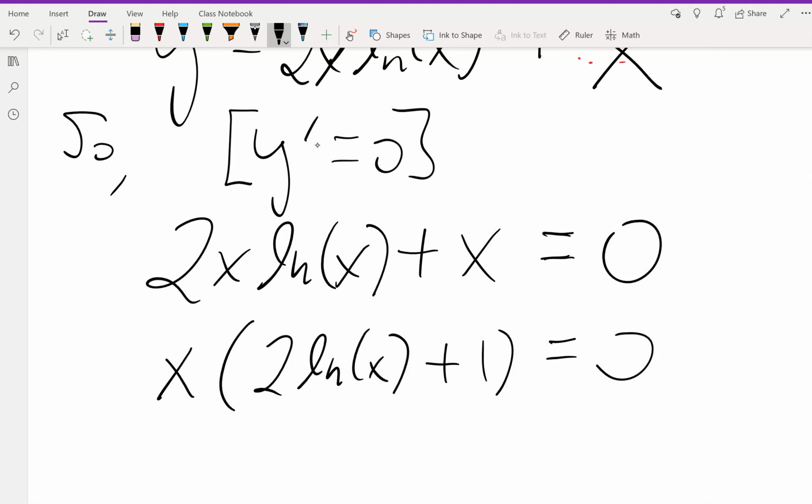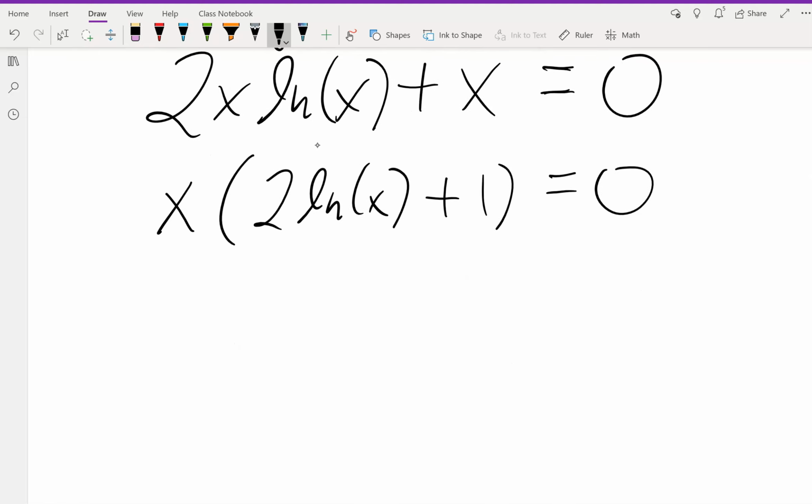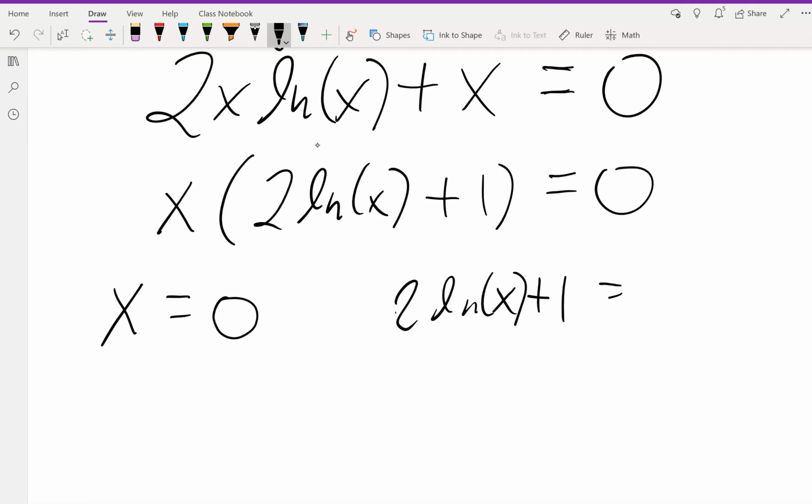Factoring is always a tool, and we've used it over and over, so might as well use a tool that you guys are comfortable with. Notice that both expressions have an x, so I factored that out. Also, I'm afraid you might miss one of the critical points. X can be 0, or 2 ln of x plus 1 can be 0. How do I solve that? Subtract the 1, divide the 2. Ln of x equals negative 1/2.